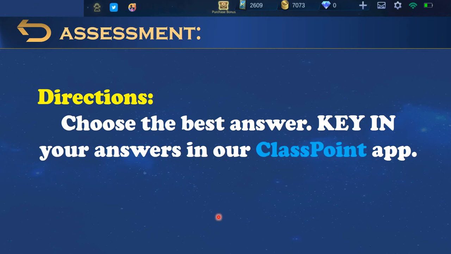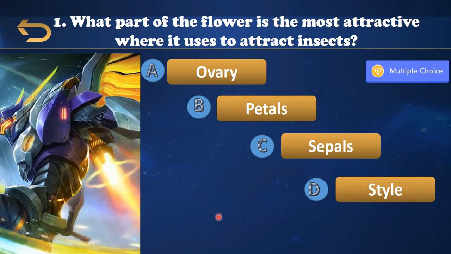So to end this discussion, let us assess ourselves. Directions: choose the best answer and key in your answers in our class point up. Number 1. What part of the flower is the most attractive where it uses to attract insects? A. Ovary. B. Petals. C. Sepals. D. Style.